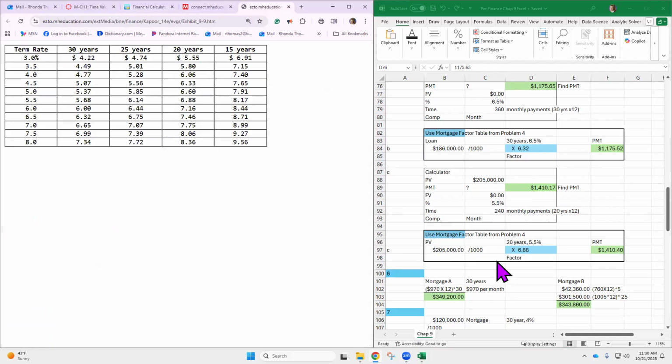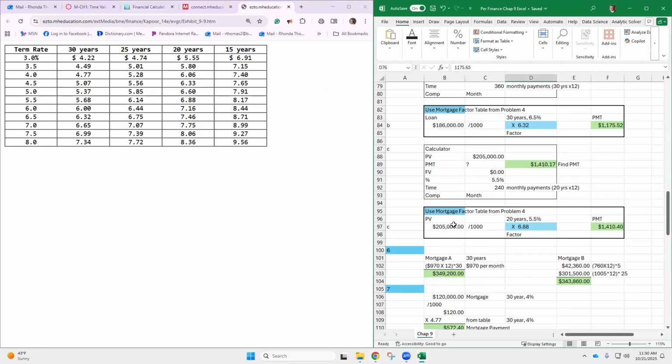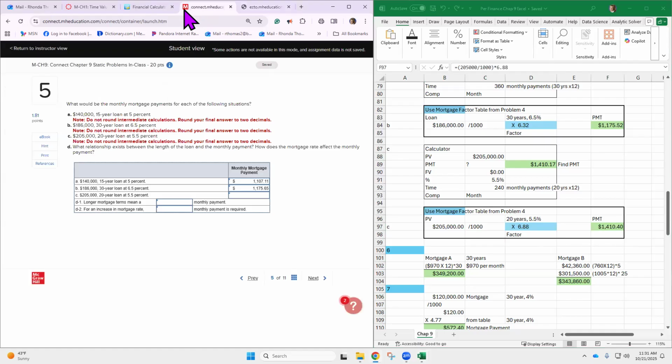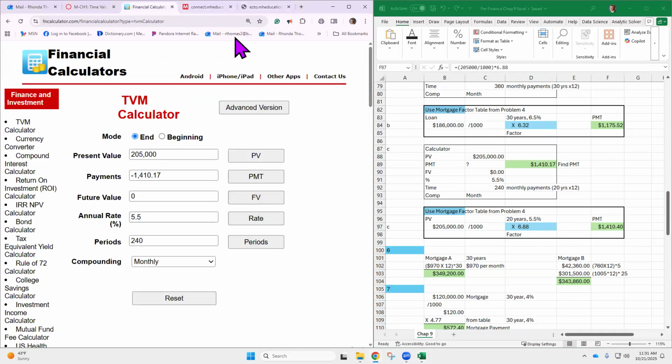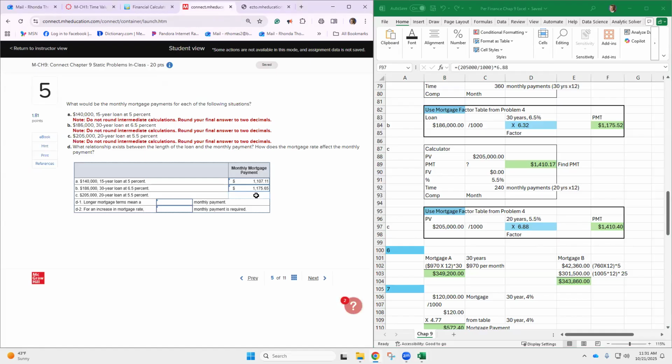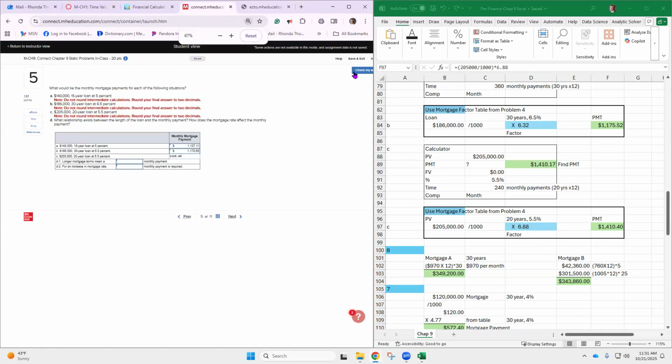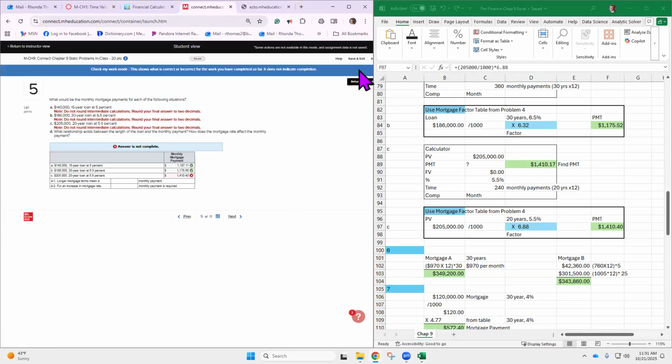And then if you take the table, 205,000 divided by 1,000, and then the factor of 20 years at 5.5% is 6.88. And we get $1,410.40. So let me see. Yep. So those are very close. So either one should work, whichever one you're the most comfortable putting in. But our calculator works good.